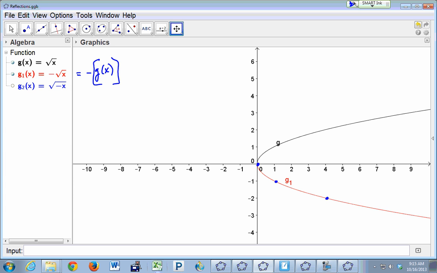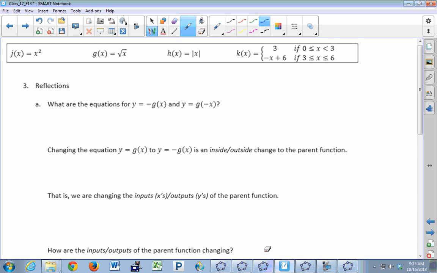Let's go back to our sheet. What are the equations? y equals the opposite of g of x. What does that look like? If I now substitute in for g of x, what would that look like? Go up and find g of x and substitute it.